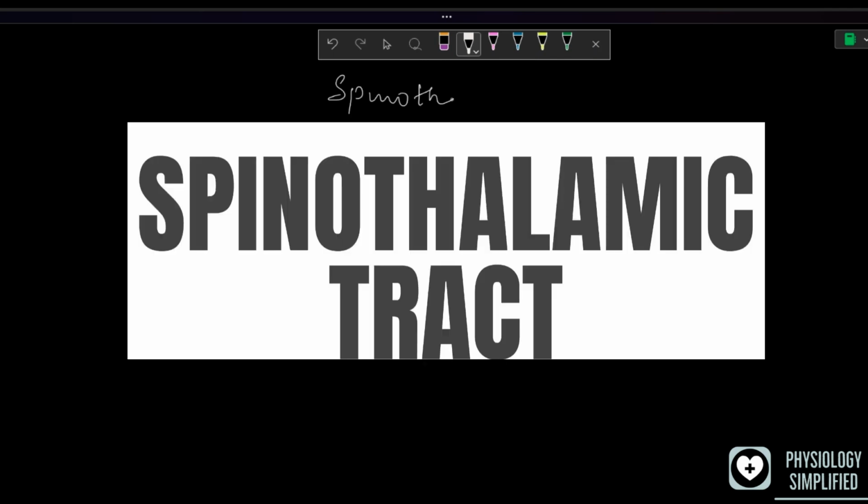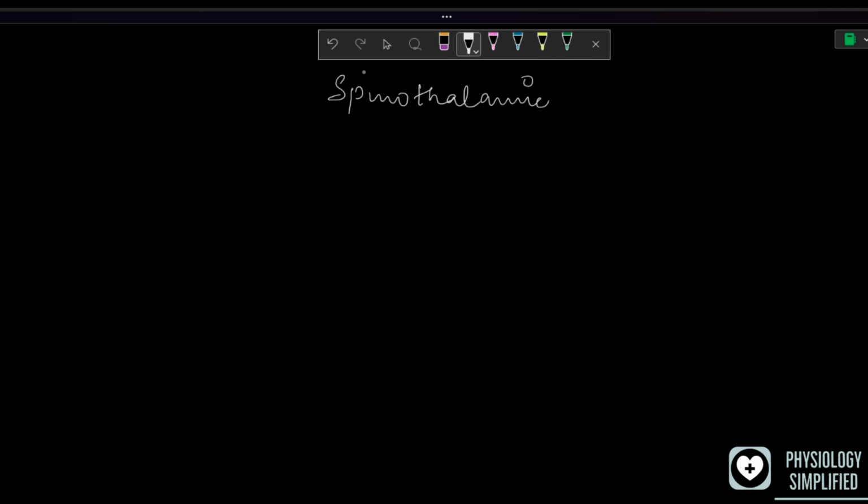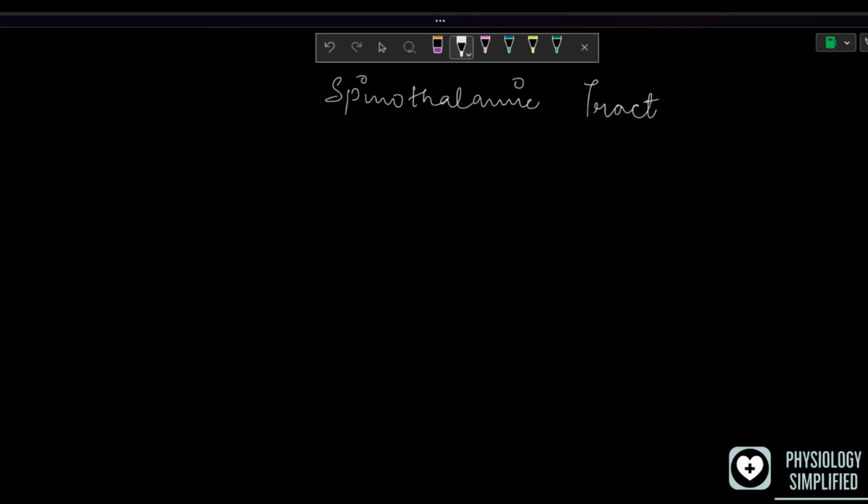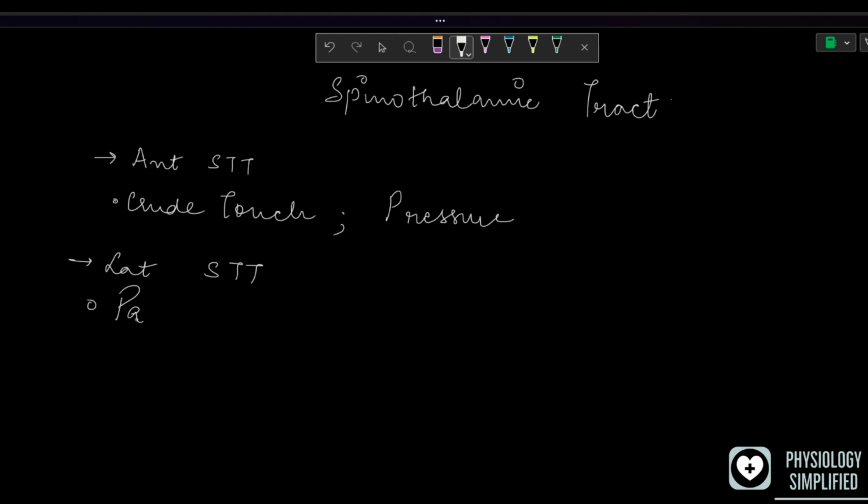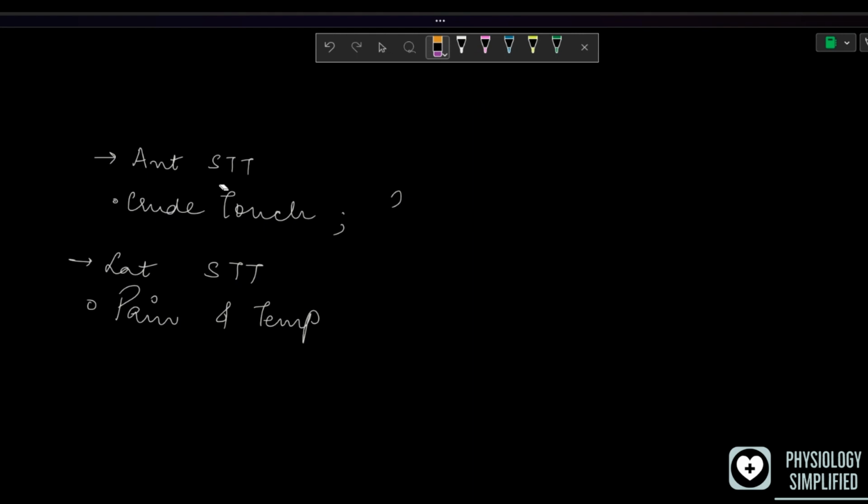Hi there everyone, let's study the spinothalamic tract, also known as the anterolateral system. So the STT has two parts: the anterior spinothalamic tract, which is responsible for carrying crude touch and pressure, and the lateral spinothalamic tract, which is responsible for pain and temperature sensation. As the name suggests, this tract begins in the spinal cord and reaches to the thalamus in the brain.